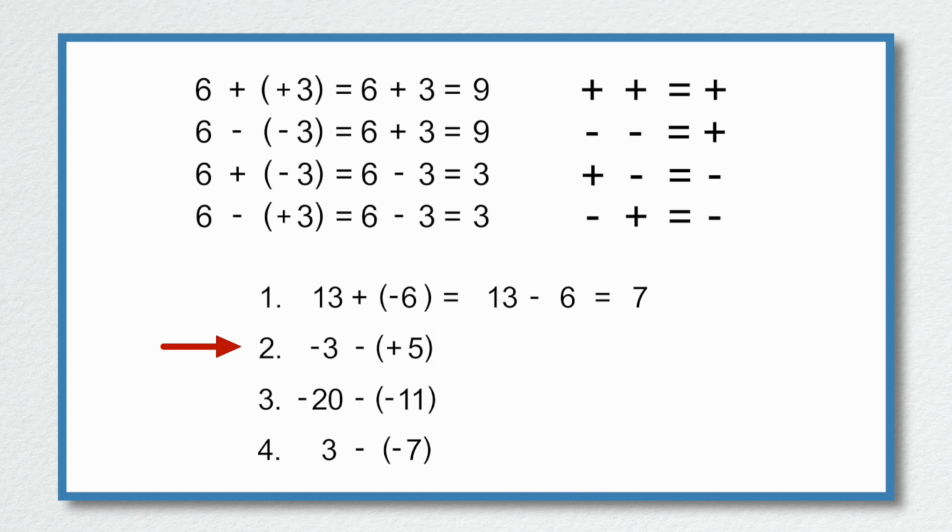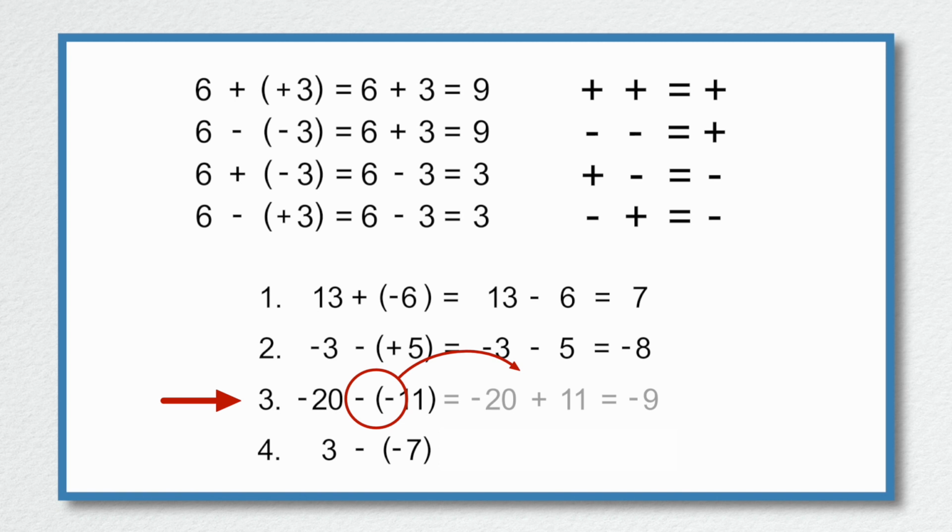Question 2, negative 3 subtract positive 5. Again, we have a negative and a positive, and a positive is equal to a negative. So negative 3 subtract 5 is equal to negative 8. Question 3, minus 20 subtract negative 11. This time we've got a negative and a negative. And a negative is equal to a positive. So we actually have minus 20 add 11. And of course the answer to that is negative 9.